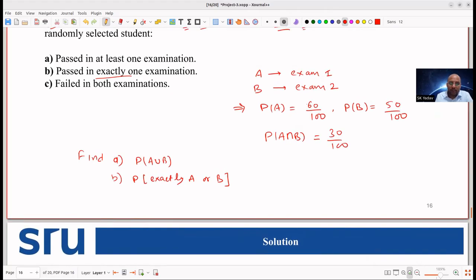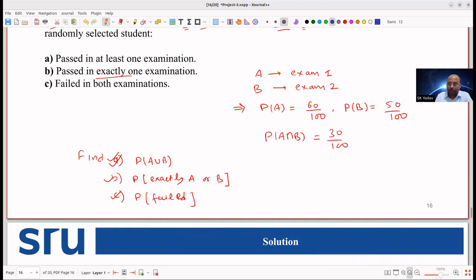So let us understand this. And the third one, the C part, is failed in both exams. So P of student failed in both exams. The first is as per the addition rule. These two are the new ones. So let us explain how to find exactly A or B.